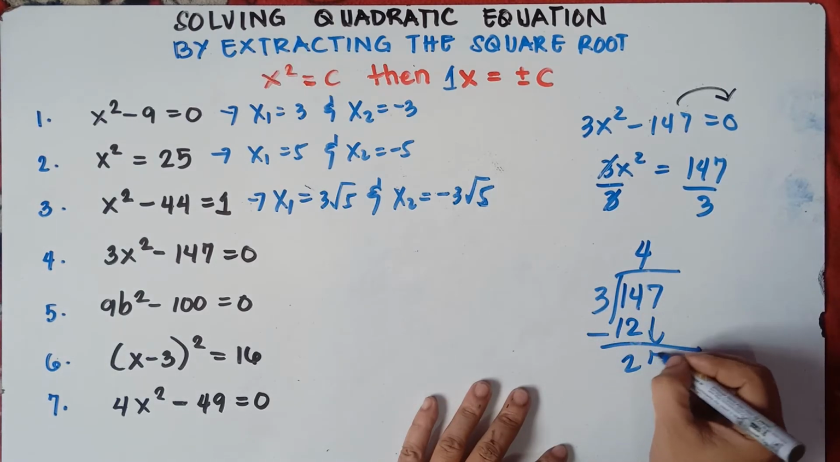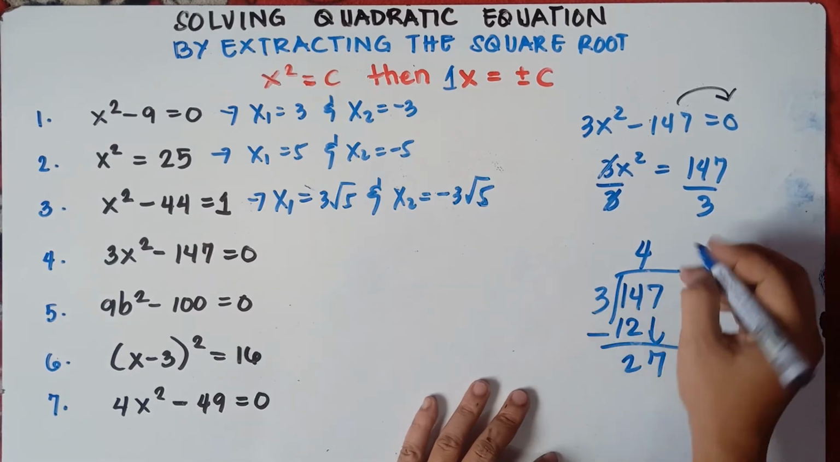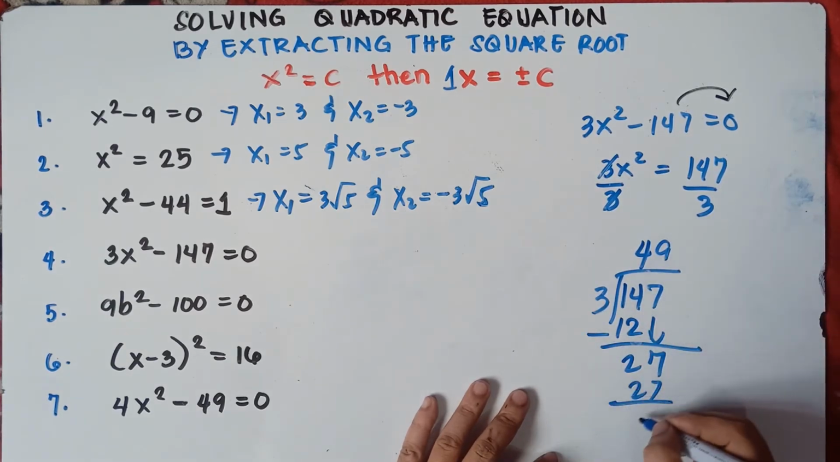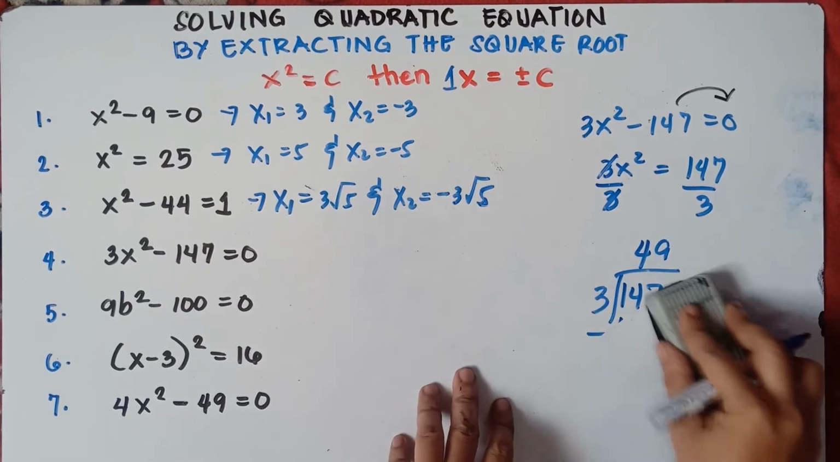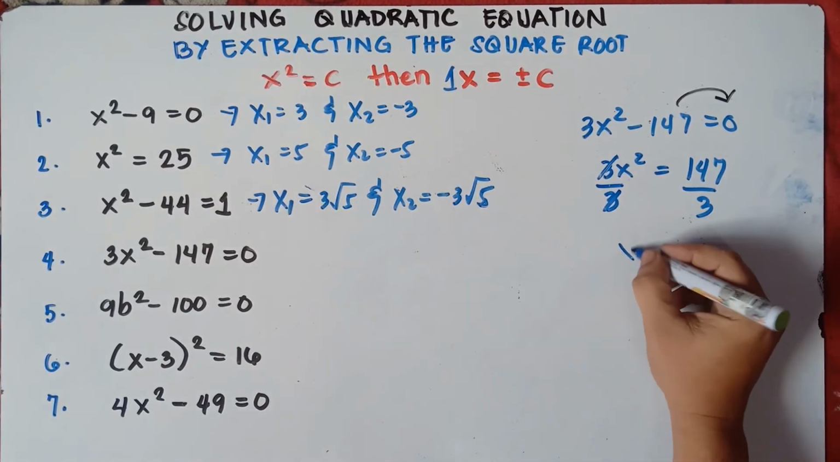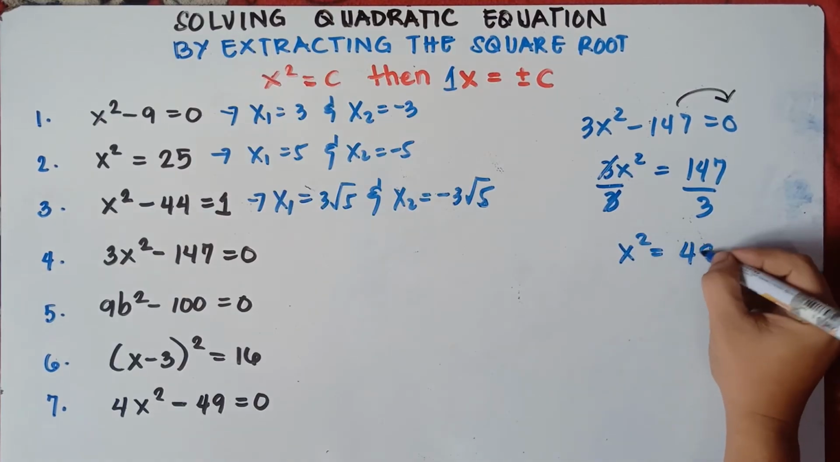Bring down 7. So 27 divided by 3, that's 9. 9 times 3 is 27. Subtract, this is 0. So 49. Alright, so this will be x squared equals 49.